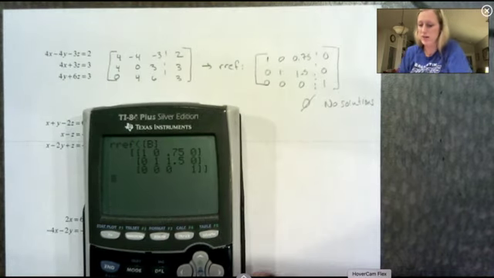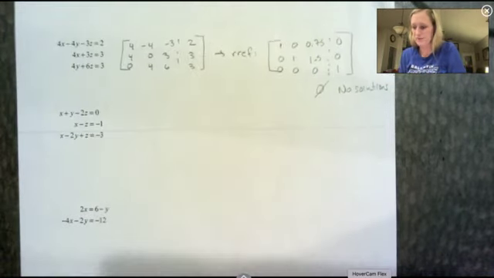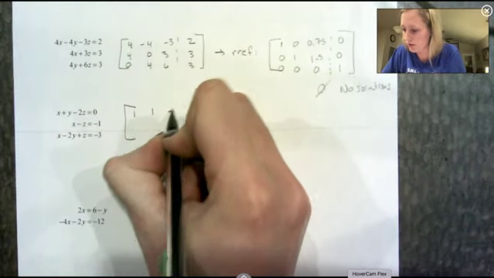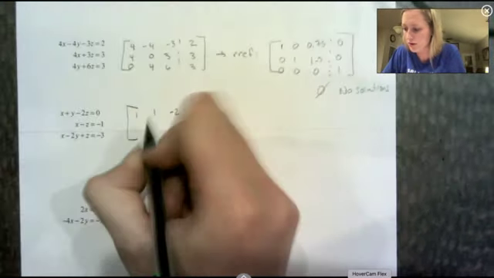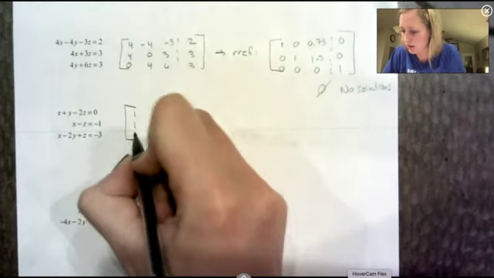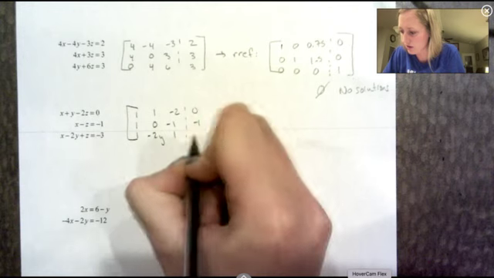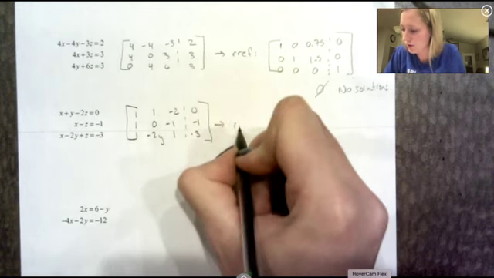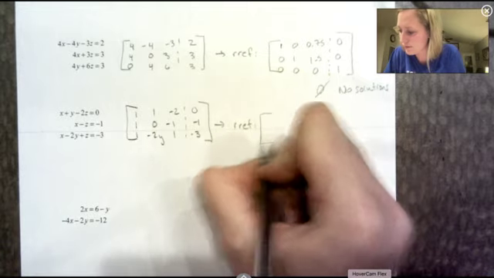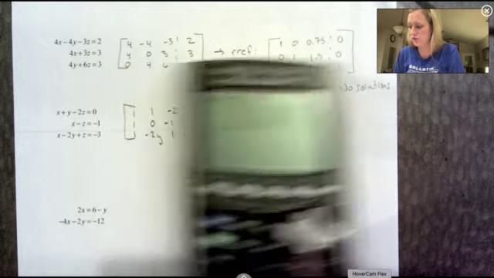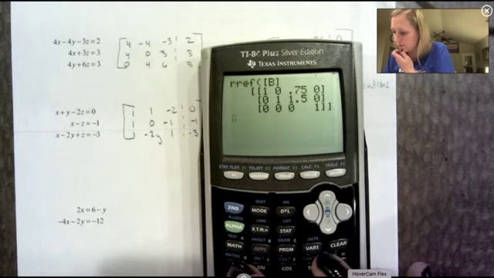Okay, all right, try it for another one here. Okay, first write the matrix out. So 1, 1, -2, 0. 1x, 0y, -1z. 1x, -2y, 1z. Okay, reduced row echelon form. So back into our edit menu.